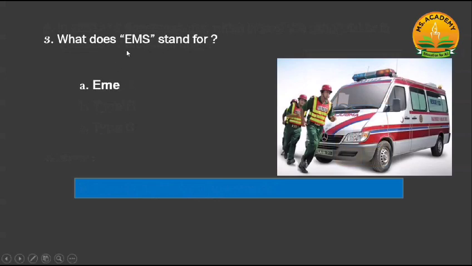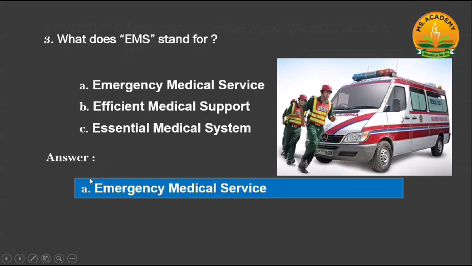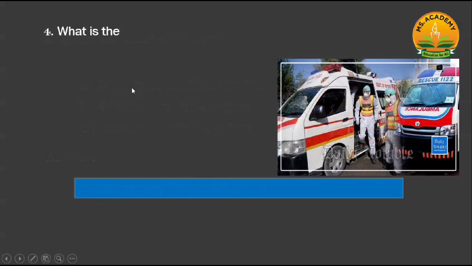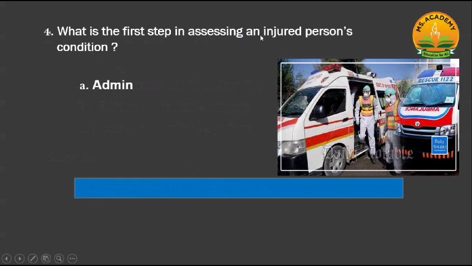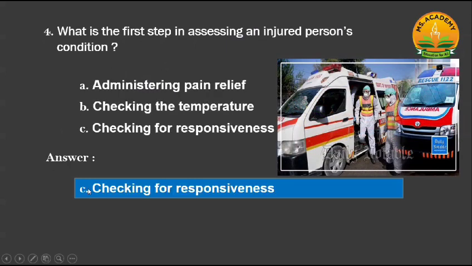What does EMS stand for? Correct option is A, Emergency Medical Service. What is the first step in assessing an injured person's condition? Correct option is C, checking for responsiveness.